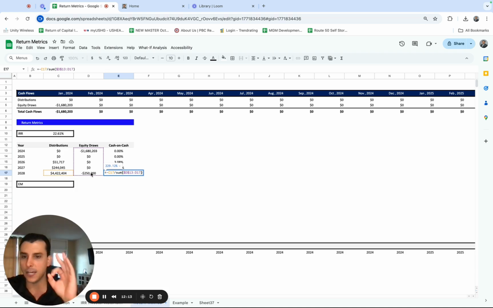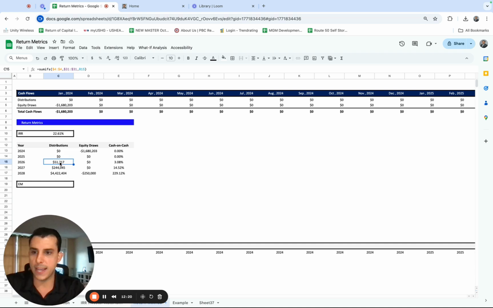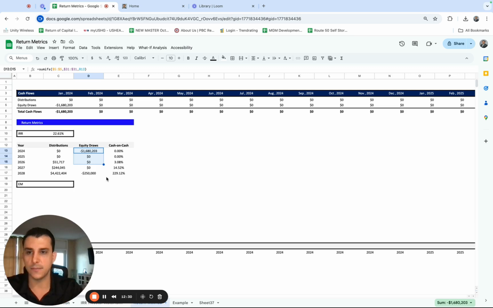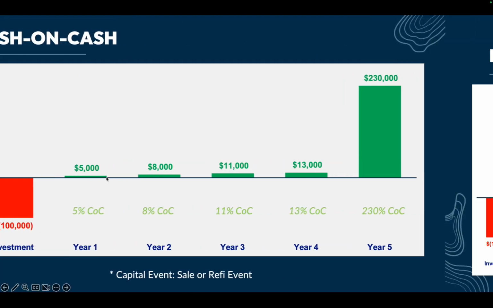I see a lot of mistakes happen here. You got to make sure you do it like this. If you're taking your cash on cash for 2026, you got to include all the investments that happened up until 2026. Not this one, didn't happen yet, but the ones before it. So hopefully that makes sense. So that's cash on cash.